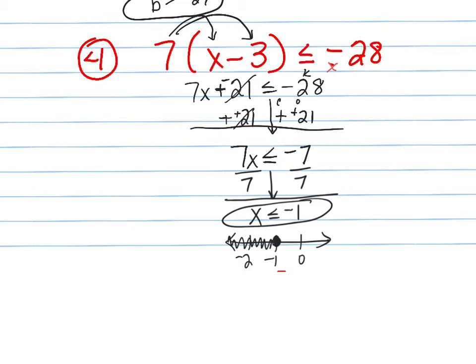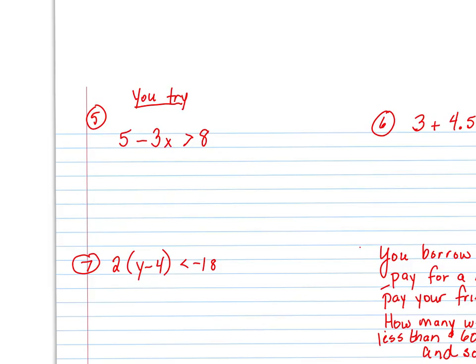Is negative 100 in there? When I check it, negative 100 minus 3 is negative 103 times 7. Isn't that a really big number in the negative 700s? Is that less than or equal to negative 28? Sure is. So we're going to keep change opposite here. That's going to be plus negative.